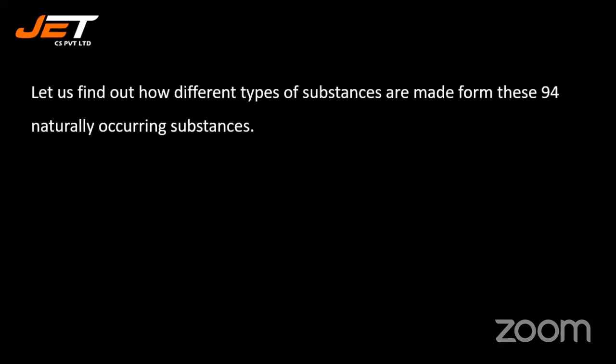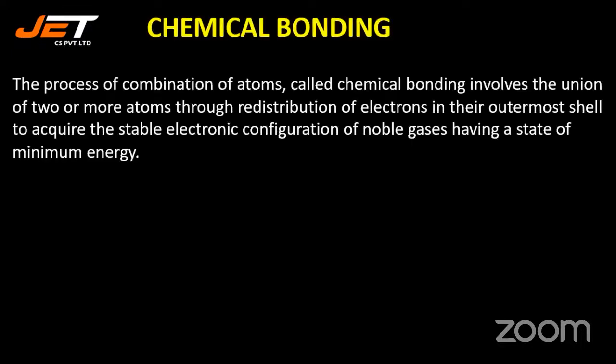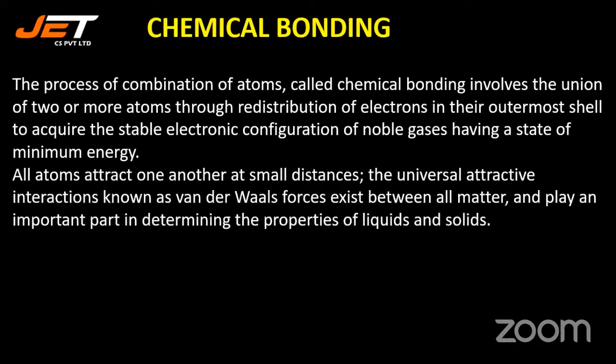Okay, so let us find out how different types of substances are made from these 94 naturally occurring substances. The process of combination of atoms, called chemical bonding, involves the union of 2 or more atoms through redistribution of electrons in the outermost shell to acquire the stable electronic configuration.